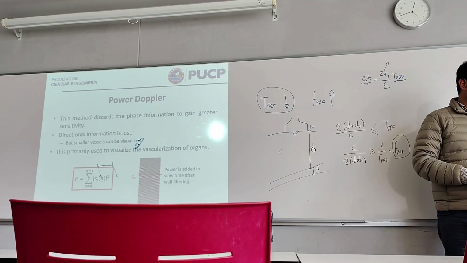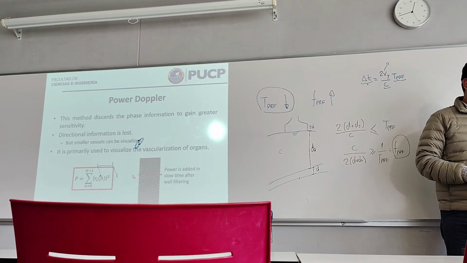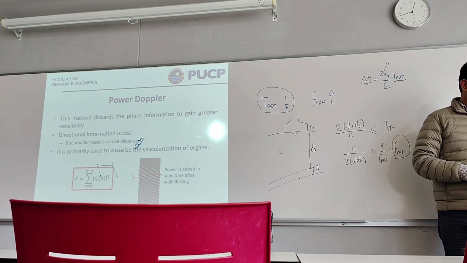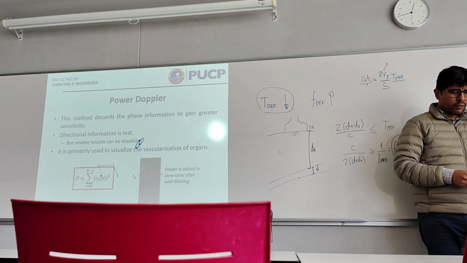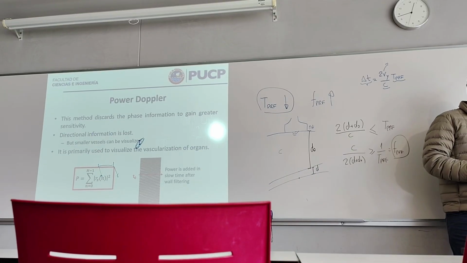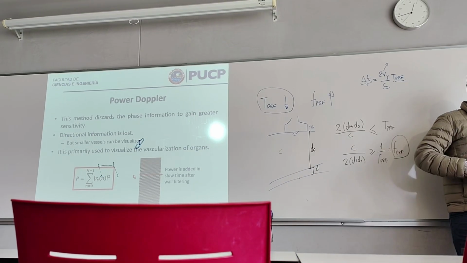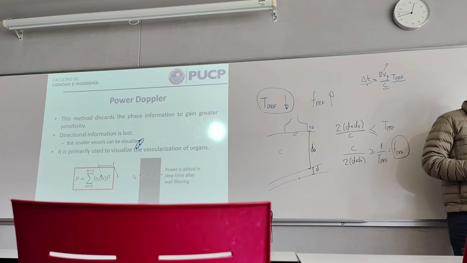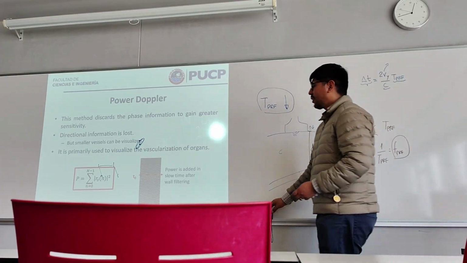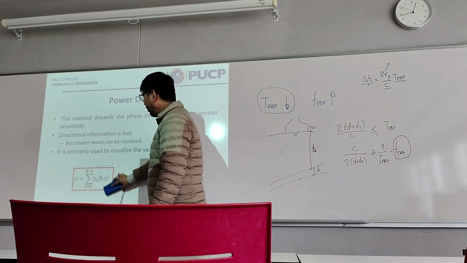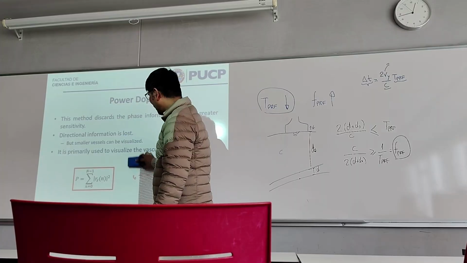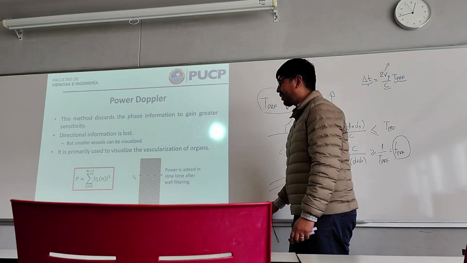Also the power Doppler method is something that devices have. This method discards the phase information to gain greater sensitivity. In other words, directional information is lost, but the smaller vessels can be visualized. It's primarily used to visualize the vascularization of organs. So this power Doppler is simpler than the Kasai algorithm or the phase derivative algorithm.